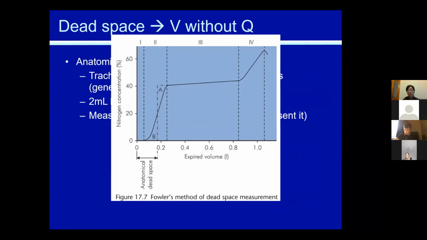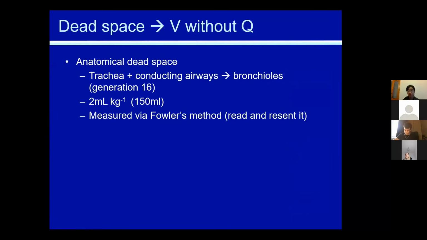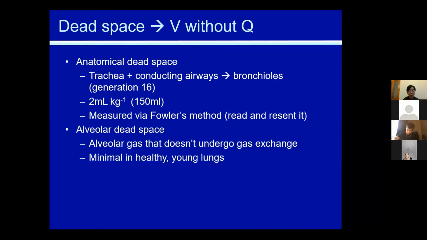Just read about this experiment. If you can't remember it, then just know that Fowler's method measures anatomical dead space. That's the important bit. The rest of it is just detail. So after your anatomical dead space, you've got alveolar dead space. Alveolar dead space is the gas that gets to your alveoli, should be able to undergo gas exchange, but can't for whatever reason, because there's not enough blood perfusion. In young, healthy lungs, this shouldn't account for much at all.